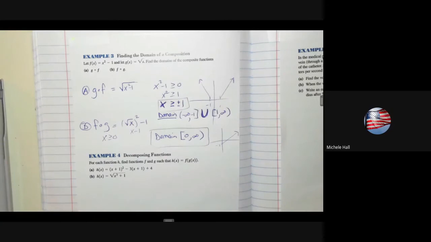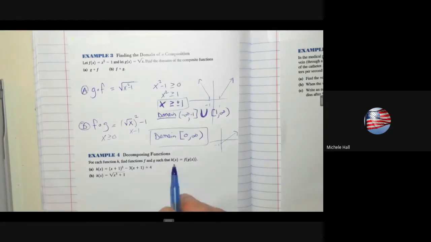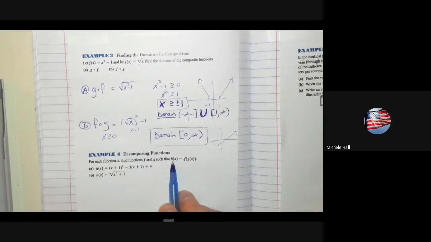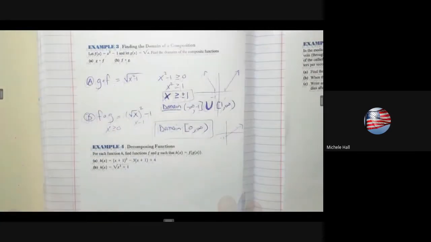Decomposing functions. For each function h, find functions f and g such that h of x equals f of g of x. So if I want to find h of x, first I've got to find f of g of x. Example 4, decomposing functions. We are going to be working backwards. For each function h, find functions f and g such that h of x equals f of g of x.